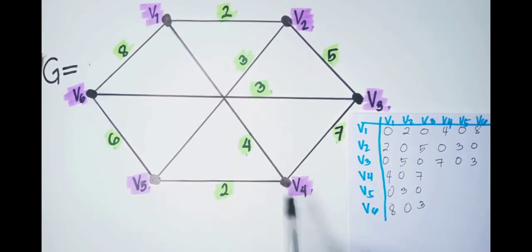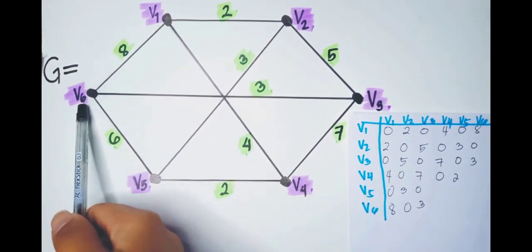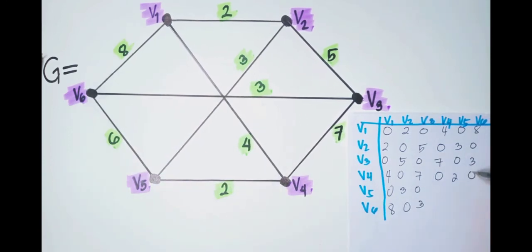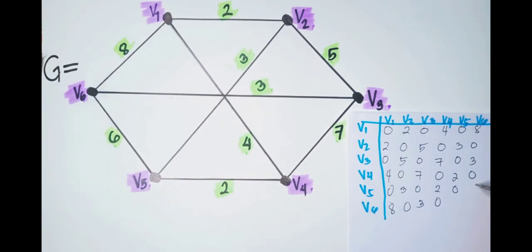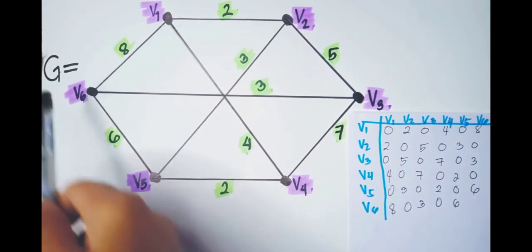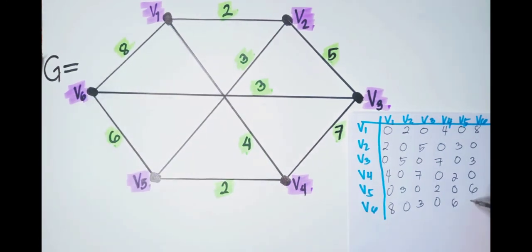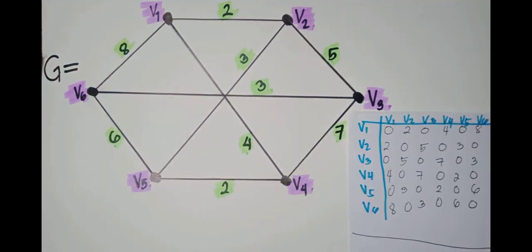Next, V4. V4 to V4 is 0 because it is not connected to itself. V4 to V5 has the weight of 2. V4 to V6 is not connected directly, so we're going to put 0 again. Then, copy. V5 to V5 is 0. V5 to V6 is 6. Copy. So, V6 to V6 is 0. So we have here the adjacency matrix of this example. So that is the adjacency matrix of the weighted graphs.